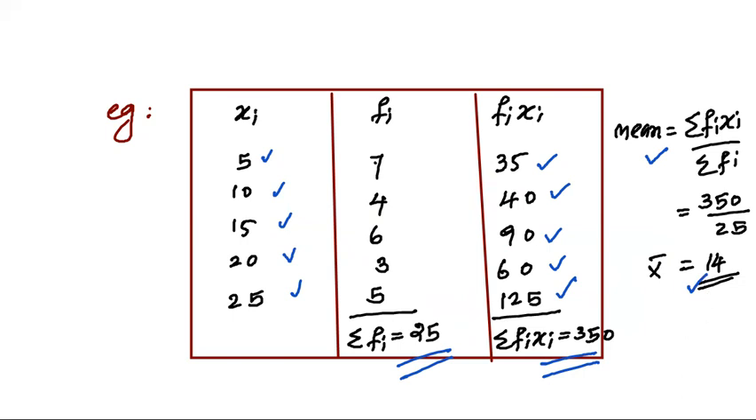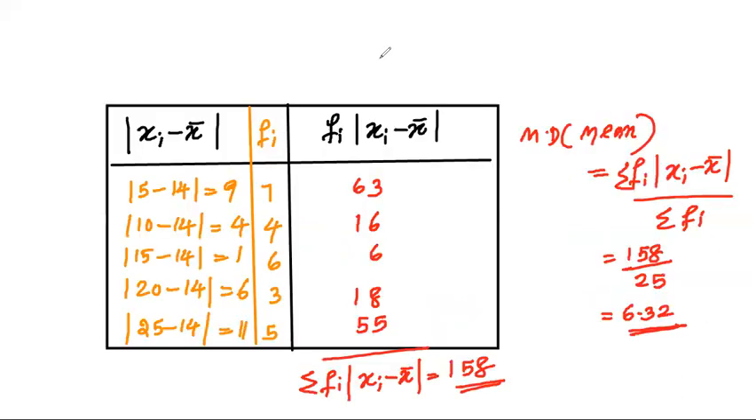I think this concept is easy for you. Next, as per the formula, from each xi value, 5, 10, 15, 20, 25, I have to subtract the mean. 14 is the mean, right? So I'm subtracting 14, and then I'm taking its modulus also. So 5 minus 14, modulus is 9. 10 minus 14, modulus is 4. Like that, I'm getting the values.